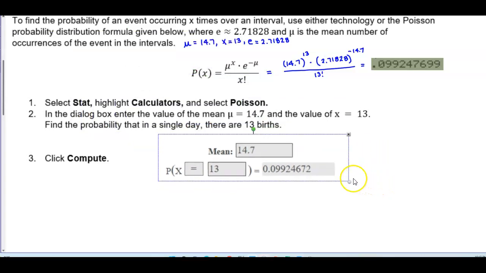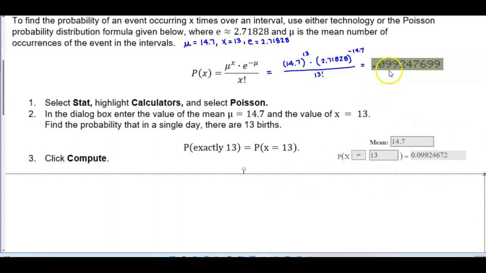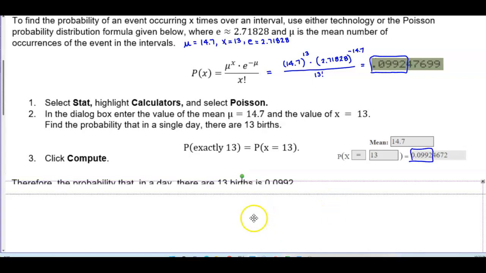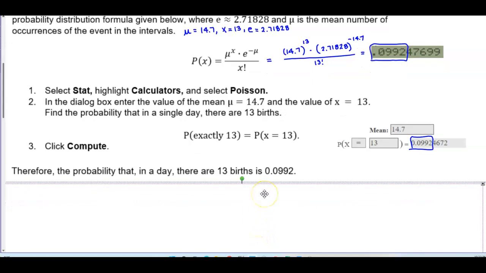it's very close. The reason they're slightly different at the very end is because we're using 2.71828 and not an extended value of e. Here in StatCrunch, it's actually more accurate. Therefore, if we round to 4 decimal places, you're going to see that we get the exact same value. So we would say that the probability that in a day there are 13 births is 0.0992.